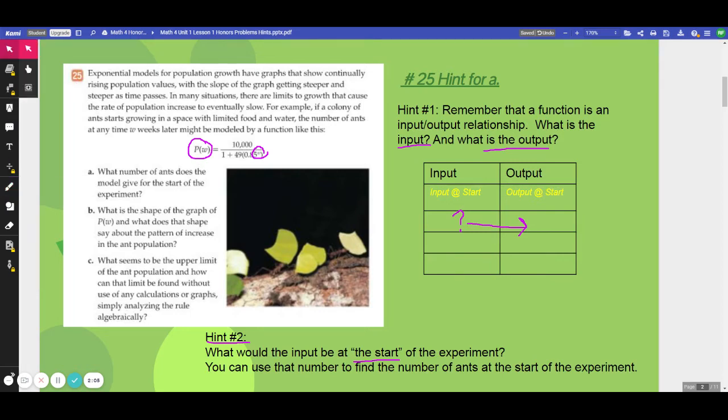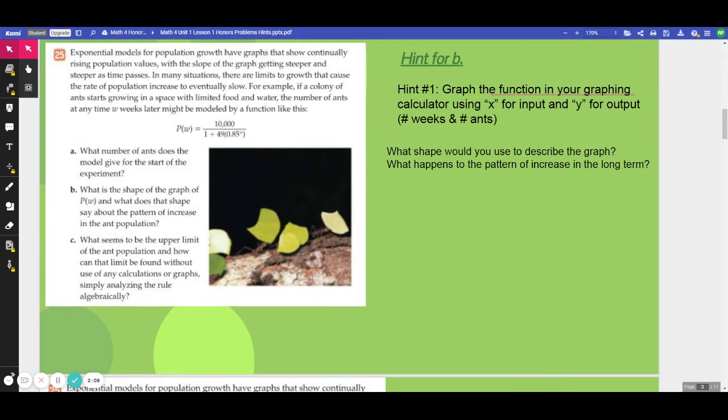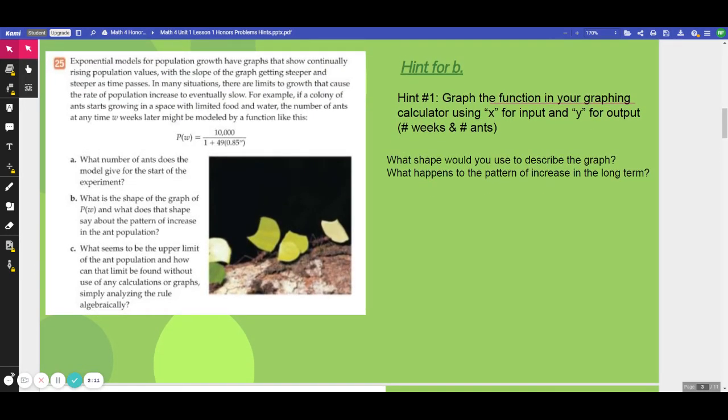So moving on, for problem 25B, the question is, what is the shape of the graph and what does that shape say about the pattern of increase in the ant population? So your hint is to graph the function in your graphing calculator. And your graphing calculator doesn't like W's and P's, so you need to use X and Y. You can also use Desmos.